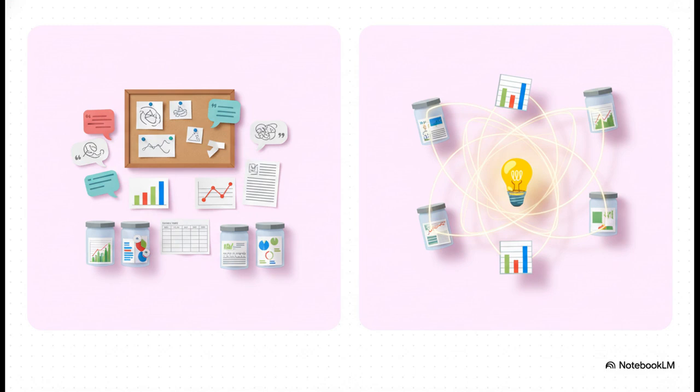Your results chapter answers one question. What did I find? It's objective. It's the evidence. Your discussion chapter answers a totally different question. So what? What does it all mean? This is where you argue, you interpret, you connect the dots. What versus so what? That's the whole game.